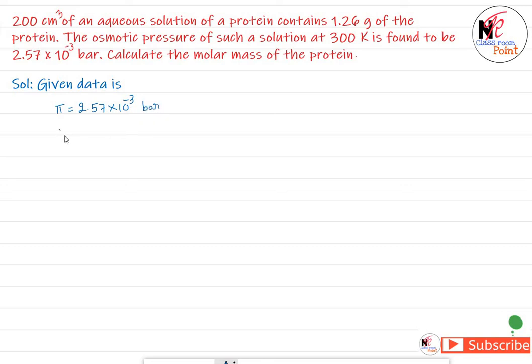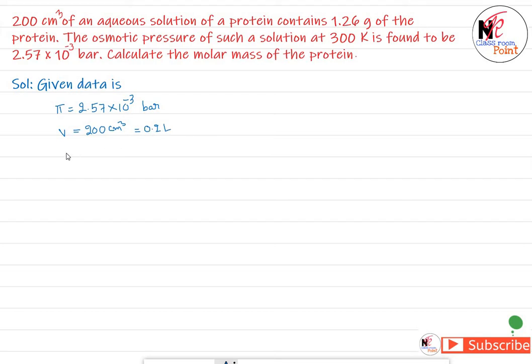And next one is volume. Volume is given as 200 cubic centimeters. If you want to take the volume in ml or cubic centimeters, you need not change it into liters. Or else, if you want to change it into liters, then it has to become 0.2 liters. It is up to us which formula we are selecting.